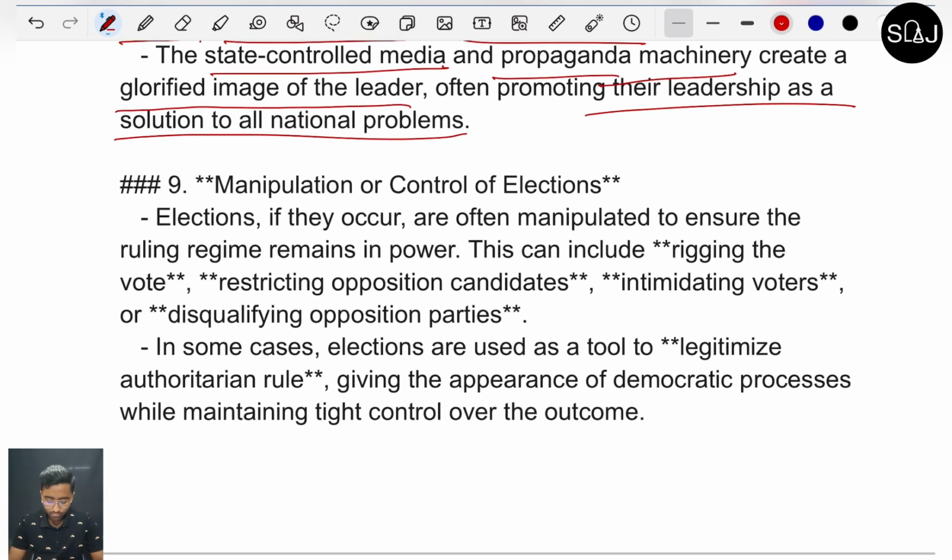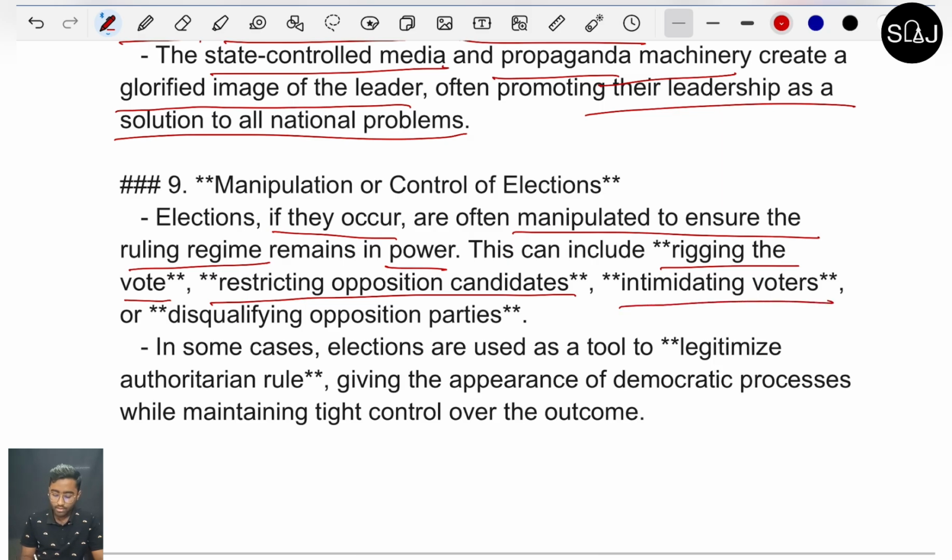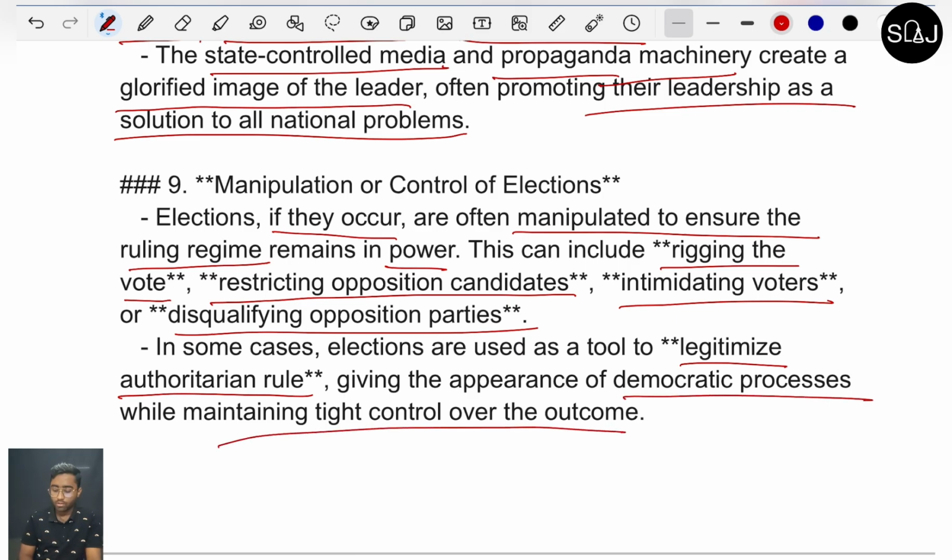Number 9. Manipulation or control of elections. Elections, if they occur, are often manipulated to ensure the ruling regime remains in power. This can include rigging the vote, restricting opposition candidates, intimidating voters, or disqualifying opposition parties. In some cases, elections are used as a tool to legitimize authoritarian rule, giving the appearance of democratic processes while maintaining tight control over the outcome.